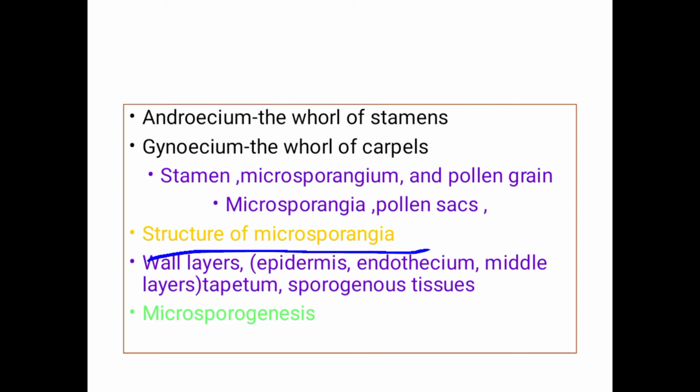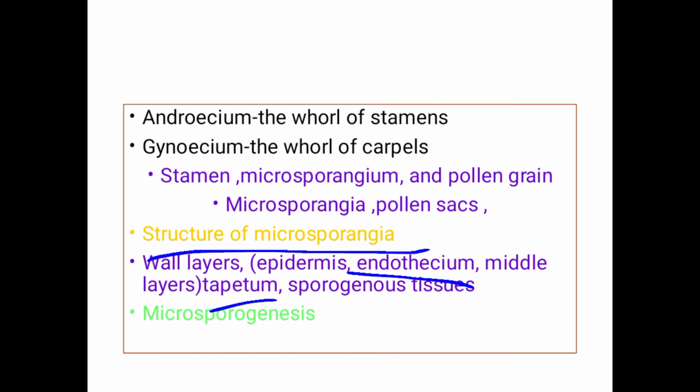The outermost layer is known as the epidermis. Then the next one is the endothecium, and the next one is the middle layers. And the last is the tapetum. Likewise, four different layers of cells can be seen in each microsporangium. So the outer three wall layers, what are they? The epidermis, then the endothecium, and the middle layers.